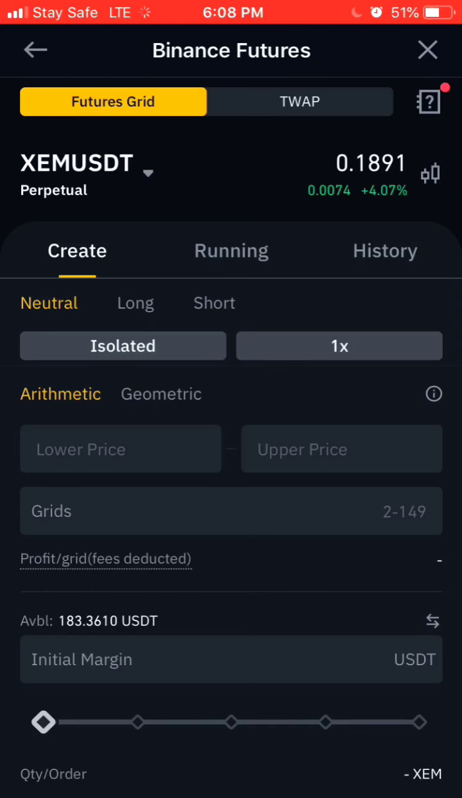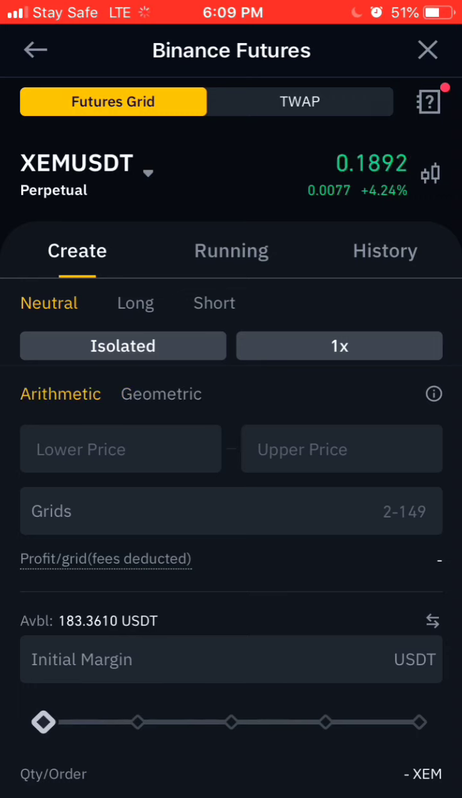Next is choosing between the arithmetic and geometric progression. Arithmetic spaces your grids evenly, so your profits or losses would be the same percentage and amount per grid. This is recommended for ranging and sideways markets. The geometric spaces your grids based on a certain multiplier, so the next grid is spaced farther than the previous, and this is recommended for trending markets to enable you lock in more profits as the market moves in your favor. However, since we are setting up within a range, I'm going to select the arithmetic.